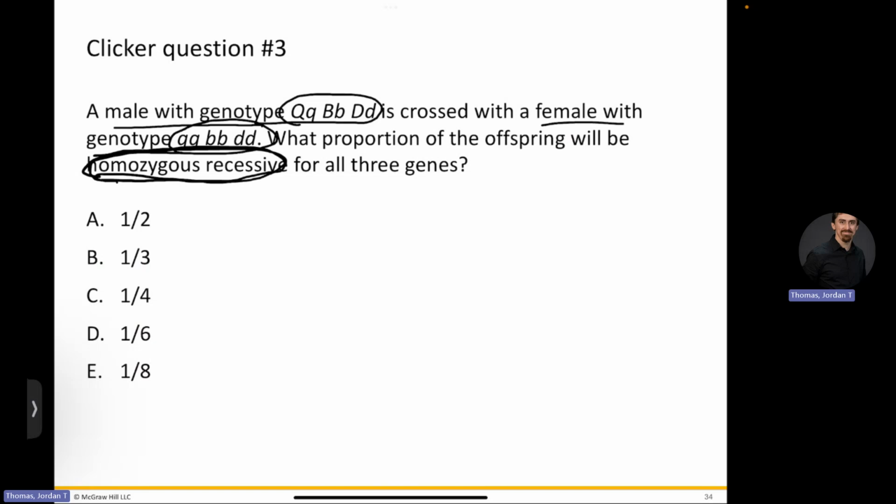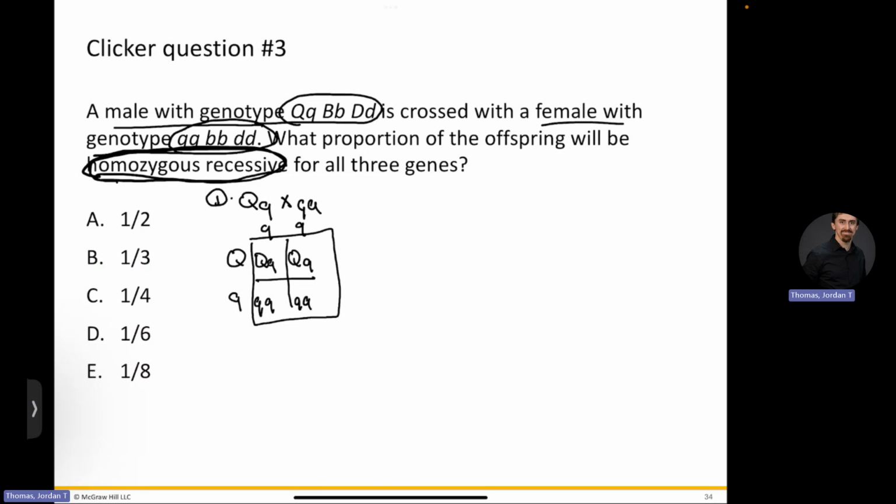So what we're going to do is do each gene separately. First gene, big Q from the male times little q from the female. We do our Punnett square for the male, big Q, little q, and for the female, little q, little q. So we drag everything over, we get a big Q, little q in this one, big Q, little q in this one, little q, little q here, little q, little q here. And if we want homozygous recessive, we have 2 out of 4. So 1/2 are little q, little q.